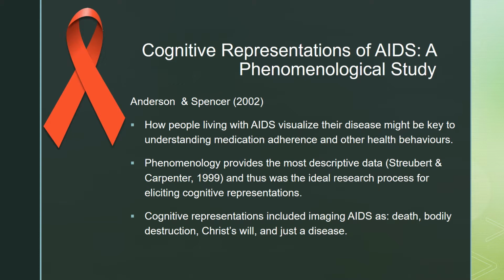Basically, how people visualize their disease might be key to understanding medication adherence and other health behaviors like quality of life. This is what Anderson and Spencer posited. Some of the representations that they found, out of 175 significant statements, were that AIDS could be viewed visually as death, as bodily destruction, as Christ's will, and as just a disease.